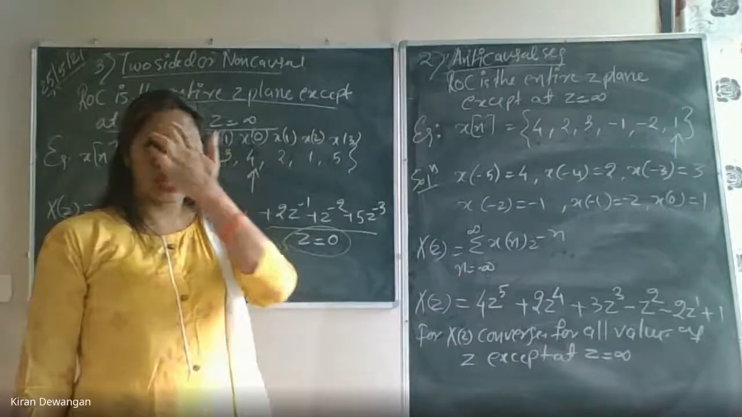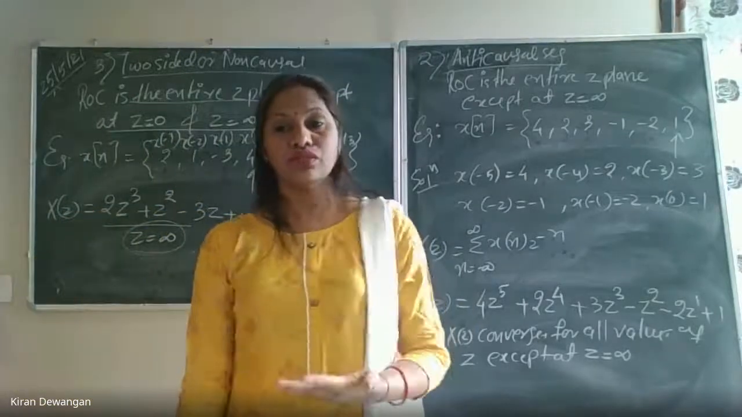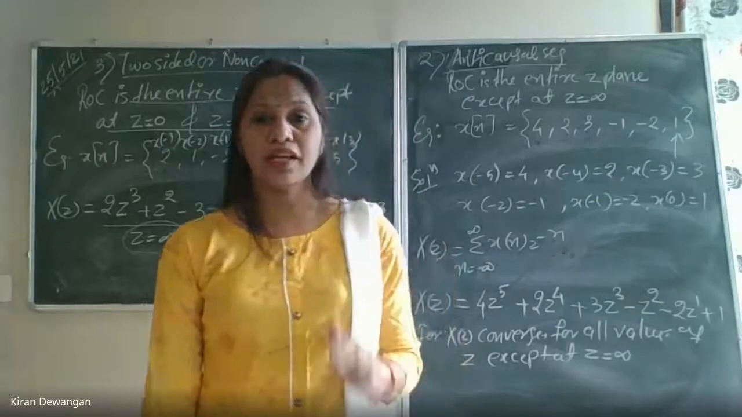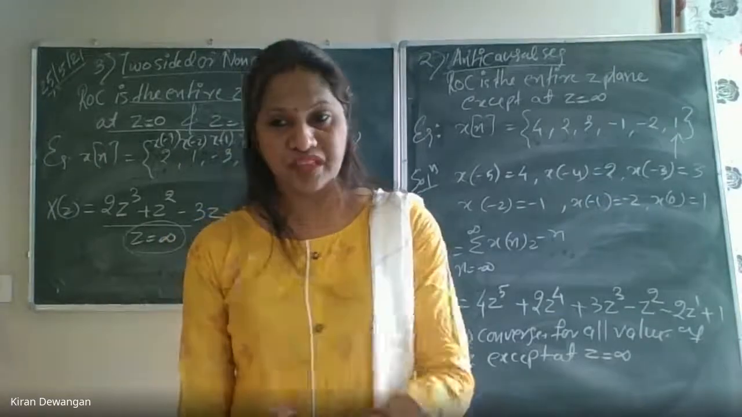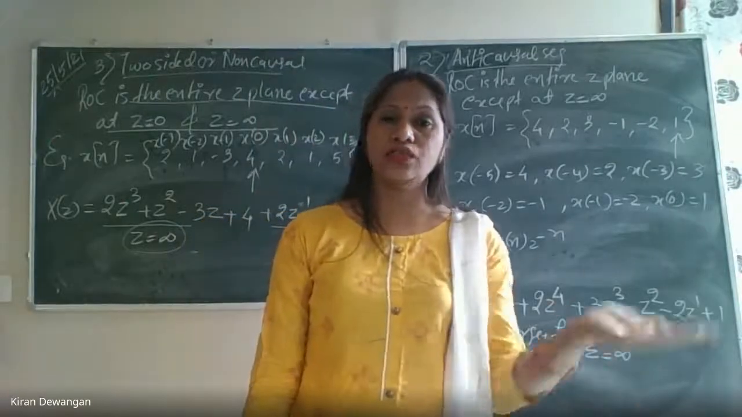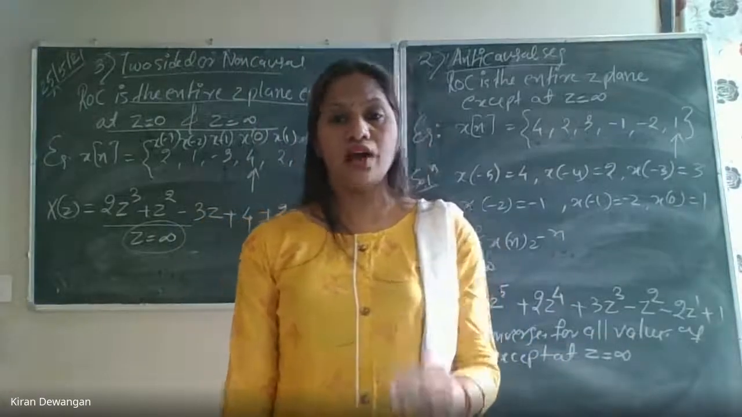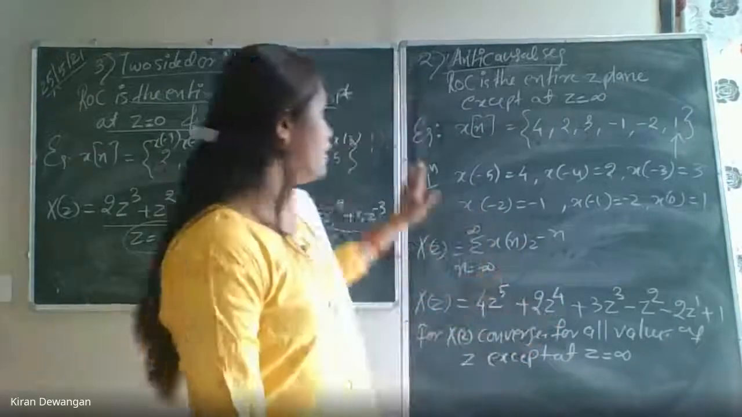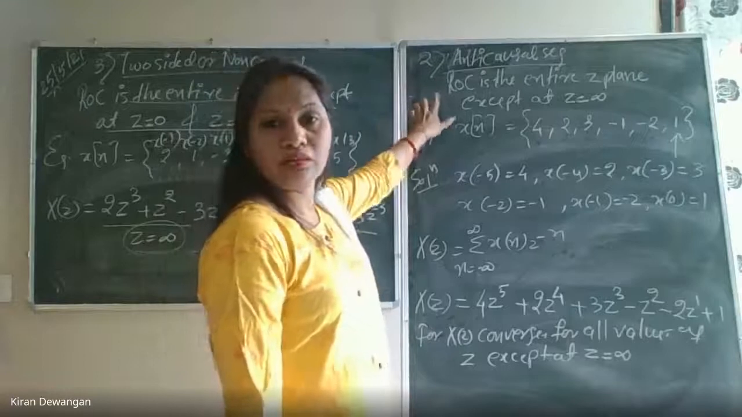If it is a causal sequence, मतलब for positive values of n, the ROC will exist. That is, ROC will be the entire z plane except at z equals to 0. ठीक है? If it is an anti-causal sequence, that is, it exists only for negative values of n, the ROC will be the entire z plane except at z equals to infinity. That is what we have written here.